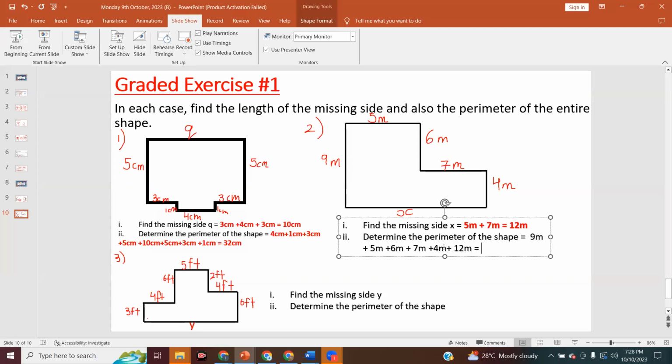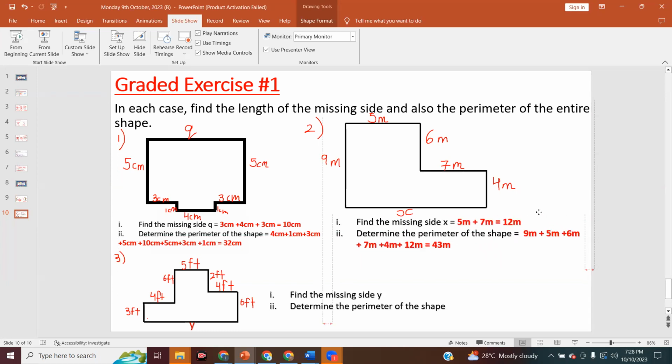9, 5, 6, 7, 4, and 12. So let's add it. 9 plus 5 plus 6 plus 7 plus 4 plus 12 is indeed 43. If you got 43, you got that right. Anyone got 43? Let me know. 43. Yes, that's your answer. Shion, yes. Very good.